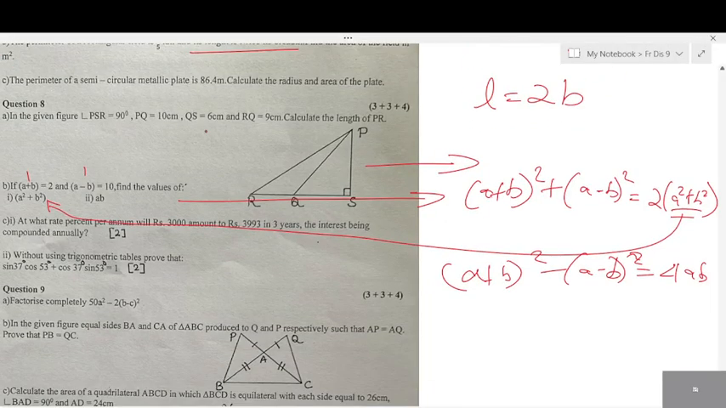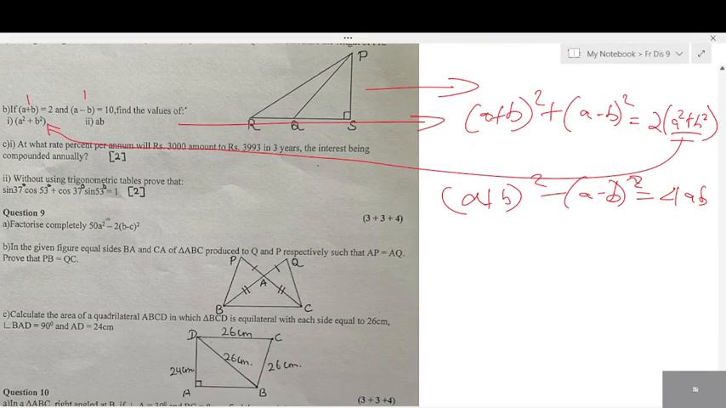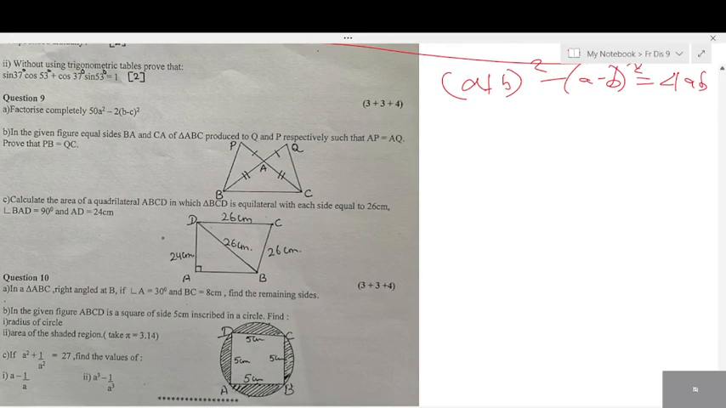Then we have compound interest, again trigonometry, compound interest, factorization. a square minus b square, 3 marks question. Okay, these are the questions.